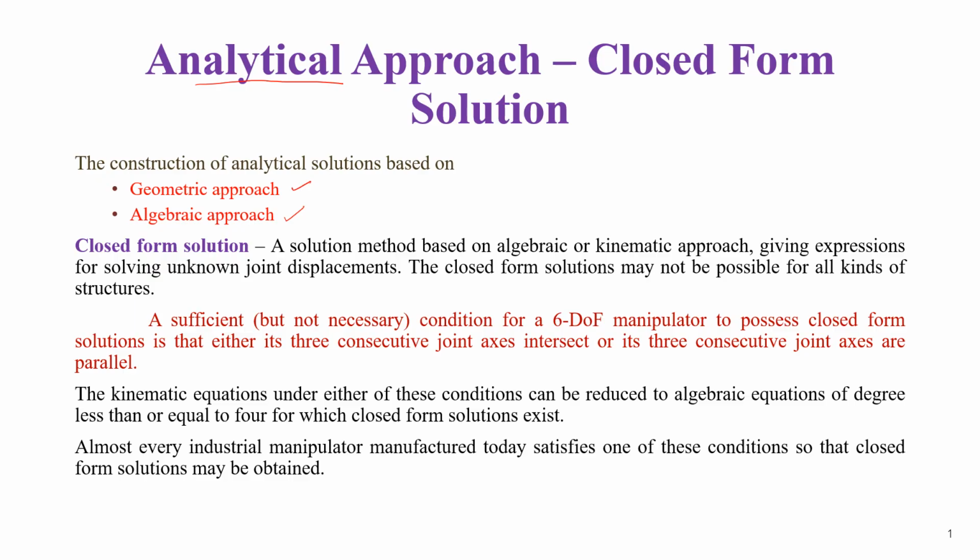A closed form solution is possible for any manipulator if it satisfies a condition. For example, if it is a 6 DOF manipulator, your closed form solution is possible only if the three consecutive joint axes intersect or they are parallel. So most of the manipulators that are now manufactured in the industry do satisfy this condition, so that we get a closed form solution.